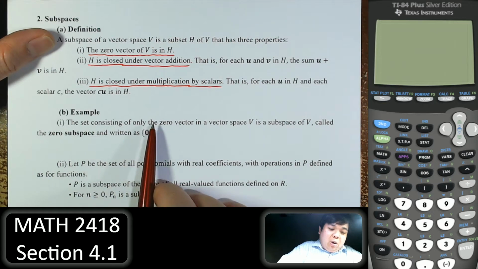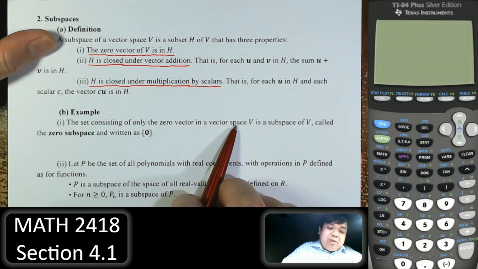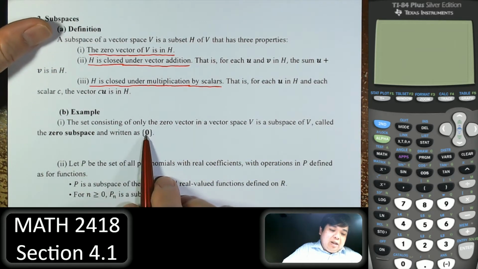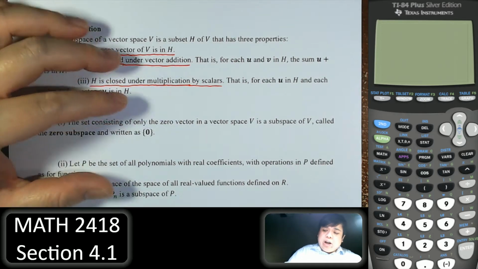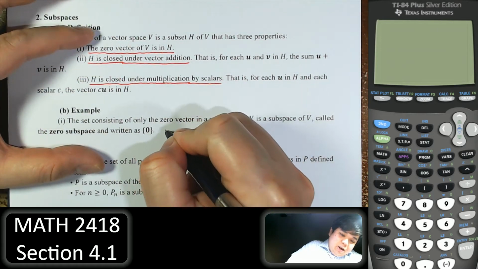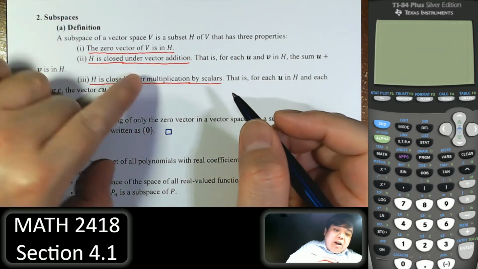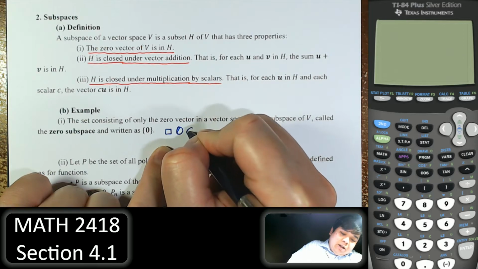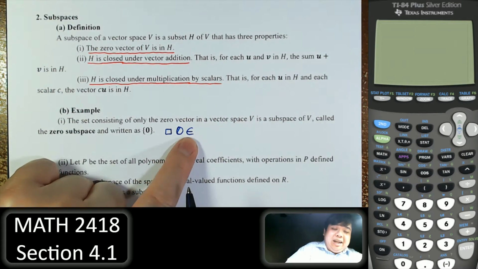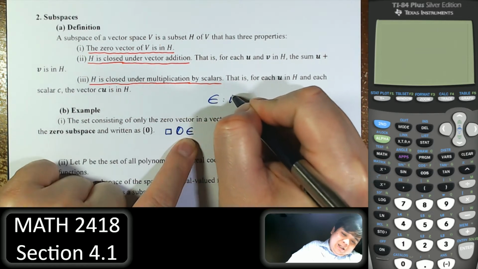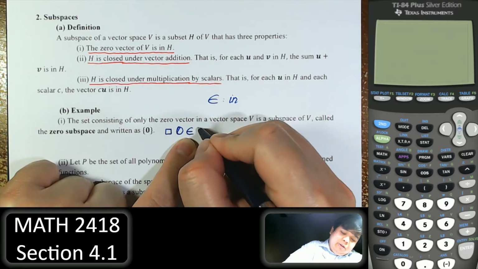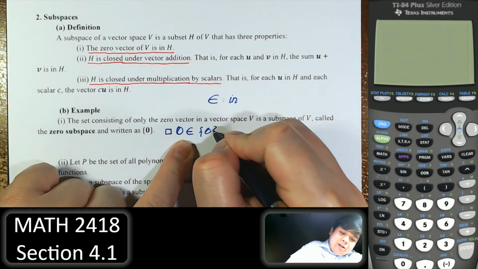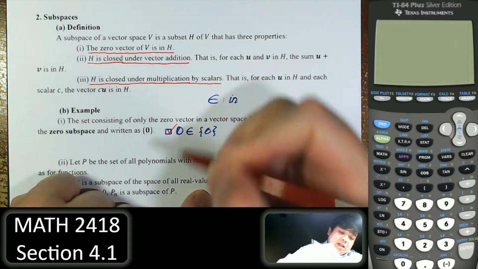The set consisting of only the 0 vector is a subspace. In the vector space V, it's a subspace of V called the 0 subspace. It's not just a set of 0. Now we're going to check 3 things. The first one is the 0 vector. Is the 0 vector in, I use that symbol, it means in, or is an element of. So first, is 0 belonging to this set? Well, this is obviously yes.